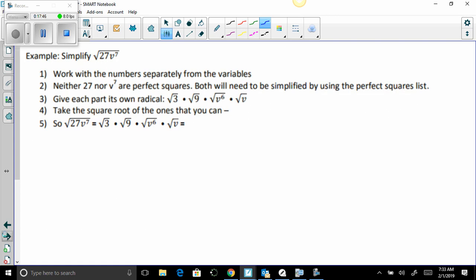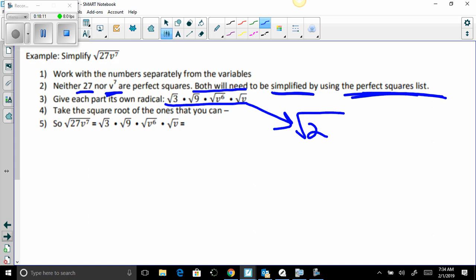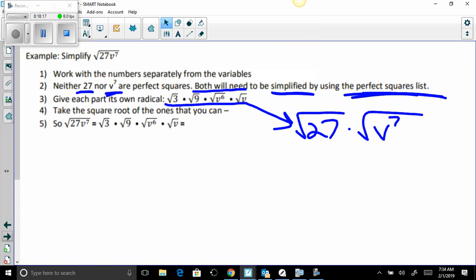Alright, so this very last one that I set up for you, and then we'll do some together. So if you notice 27b7, work with the numbers separately from the variables. Neither 27 nor b to the 7 are perfect squares. So both will need to be simplified by using the perfect square list. Give each part its own radical. Radical 27, radical b7. Now ask yourself, how did they get here? Let me explain that before they jump to that.